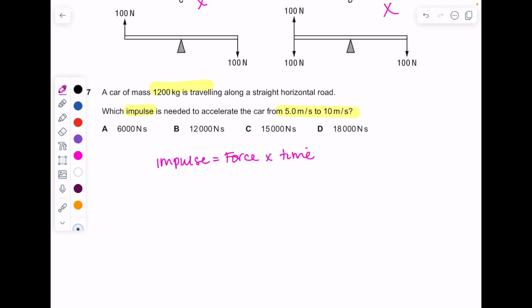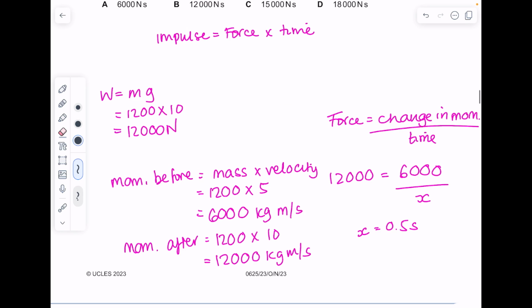So we don't have enough information yet. First of all, we need to get our mass into weight. Remember, weight and force have the same unit, which is newtons. So that's quite straightforward. We just do 1200 times gravitational field strength to get 12,000 newtons as our force.